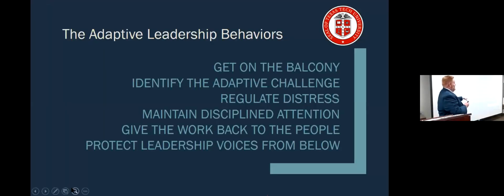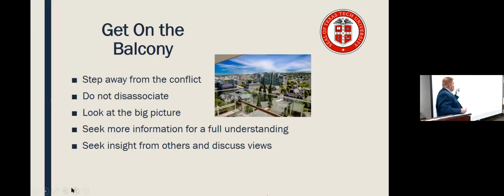So here are the leader behaviors, and these behaviors are steps. This is by no means the way that things have to be done, but they are steps for you to consider as you are addressing these challenges. And so the first one is get on the balcony.